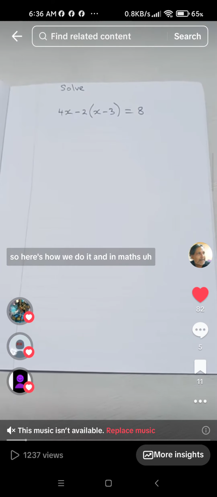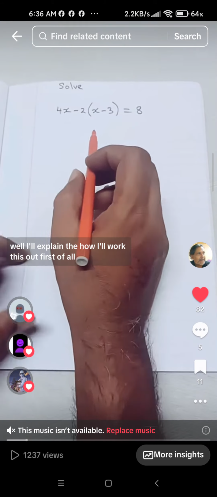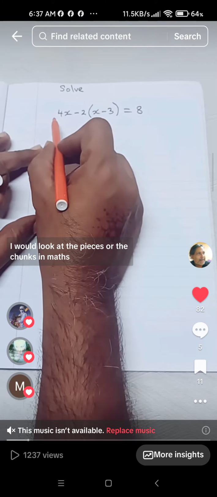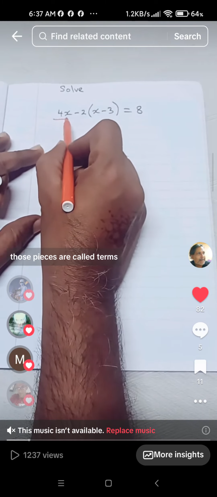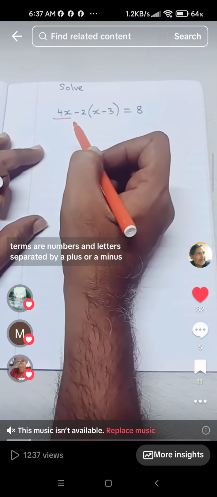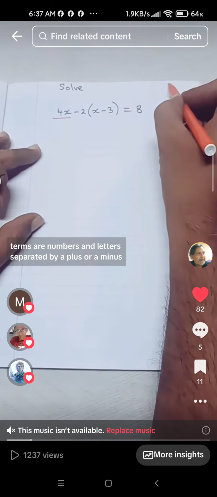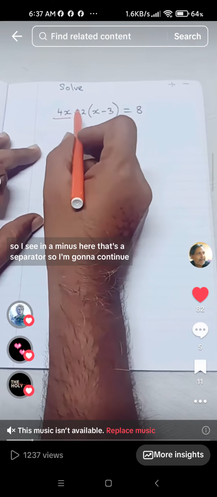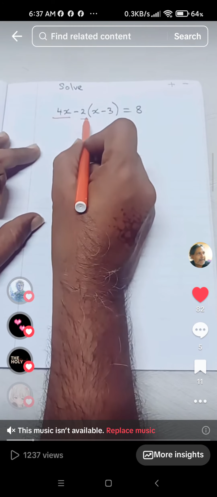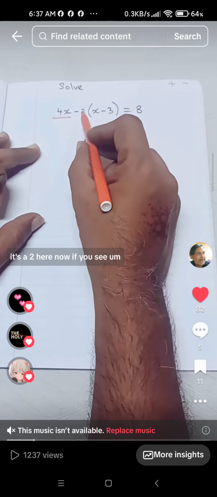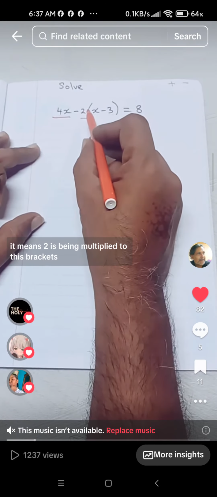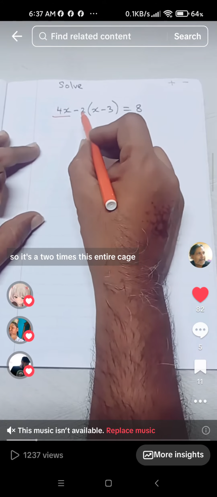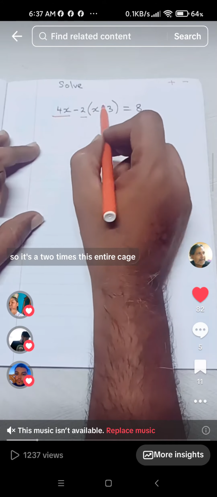In maths, I'll explain how I'll work this out. First of all, I would look at the pieces or the chunks in maths. Those pieces are called terms. Terms are numbers and letters separated by a plus or a minus. So I see a minus here, that's a separator, so I'm going to continue. It's a 2 here. Now if you see the 2 and the brackets here, it means 2 is being multiplied to this brackets. And the brackets is like a whole cage. So it's a 2 times this entire cage.